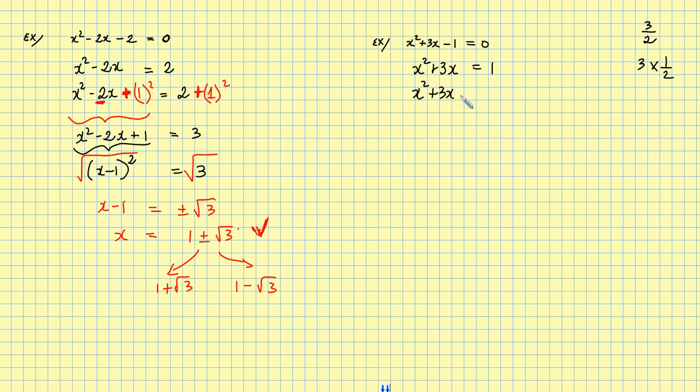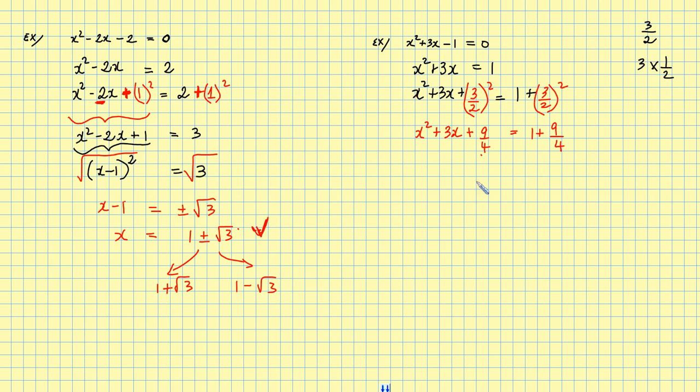And therefore I'm going to say plus, so half of 3 is 3 over 2, and then I'm going to square it, and that will also go on the right hand side. So it'll be 1 plus 3 over 2 squared. Okay, so now I have x squared plus 3x plus 9 over 4 is equal to 1 plus 9 over 4. When I square 3 over 2 and 3 over 2, that gives me 9 over 4.